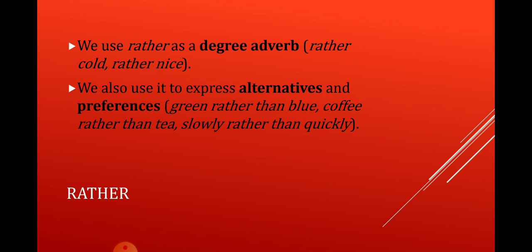And also we could use it to express alternatives and preferences. So when we want to prefer something or to choose an alternative, we usually could use rather. So we can say green rather than blue, coffee rather than tea, slowly rather than quickly. So this means that I choose green, not blue. I choose coffee, not tea. And I prefer or choose slowly than quickly.